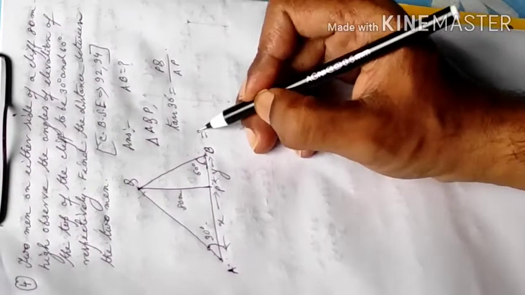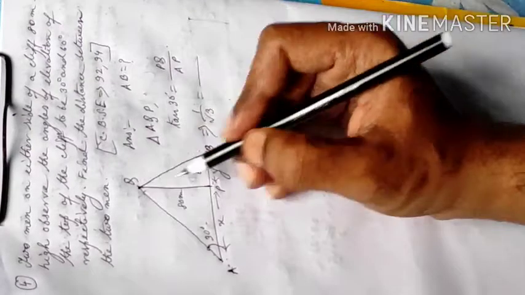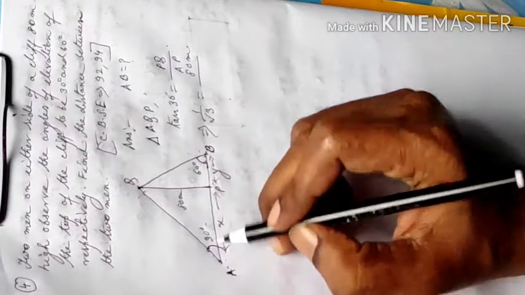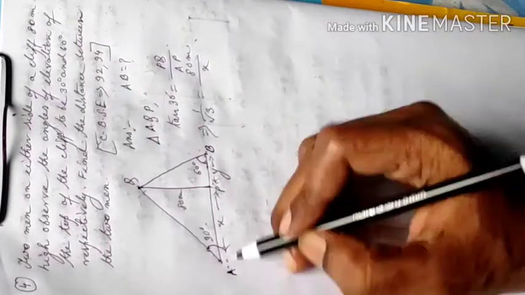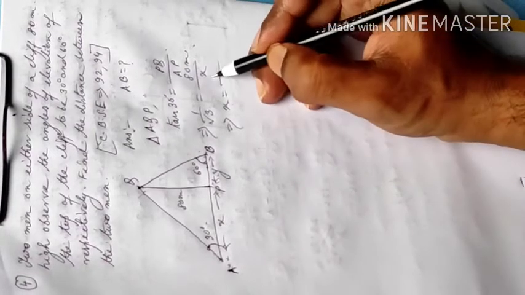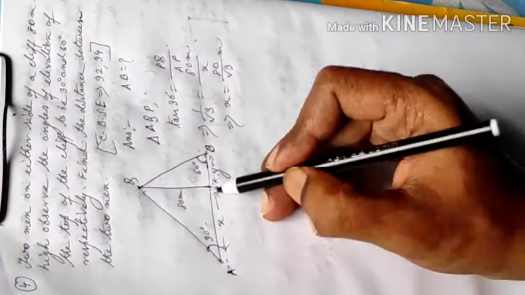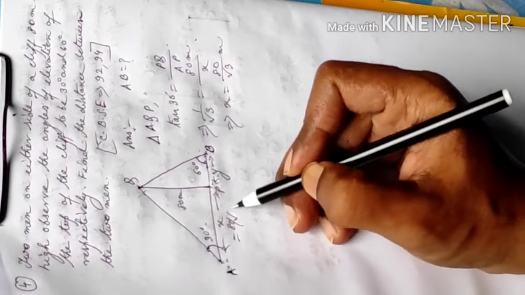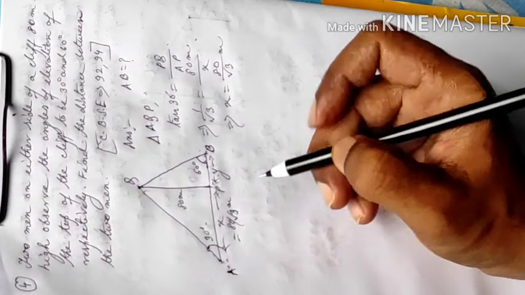Put the value. Sin 30 is equal to 1 by root 3, which is equal to PQ by AP, that is 80 meter by AP. Suppose this distance AP is equal to x. So x is equal to 80 root 3 meter. This distance is equal to 80 root 3 meter.